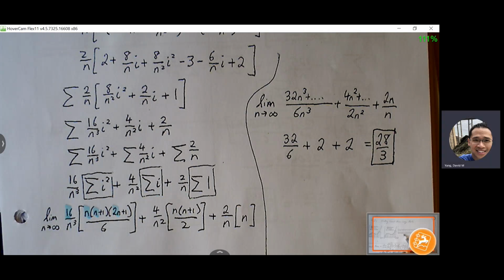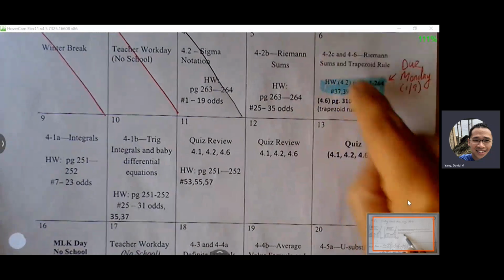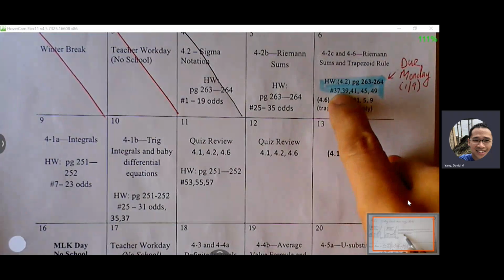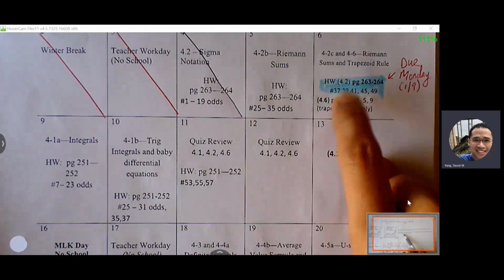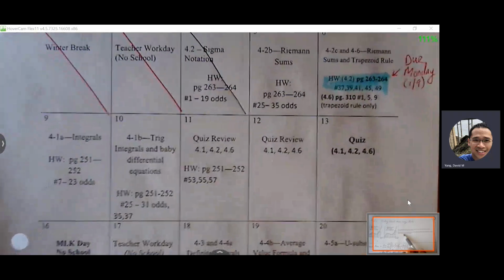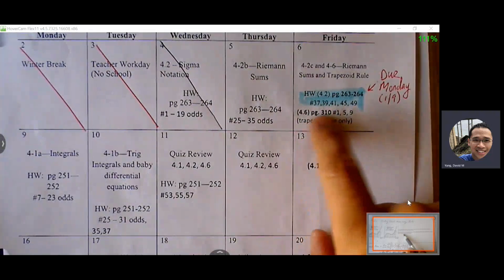Okay. Any questions? Okay, so your homework is just going to be from 4.2, 37 through 49. Don't worry about that trapezoid rule. 4.6, we'll fit that into Monday's notes. Okay, but I'll send out a reminder this weekend.